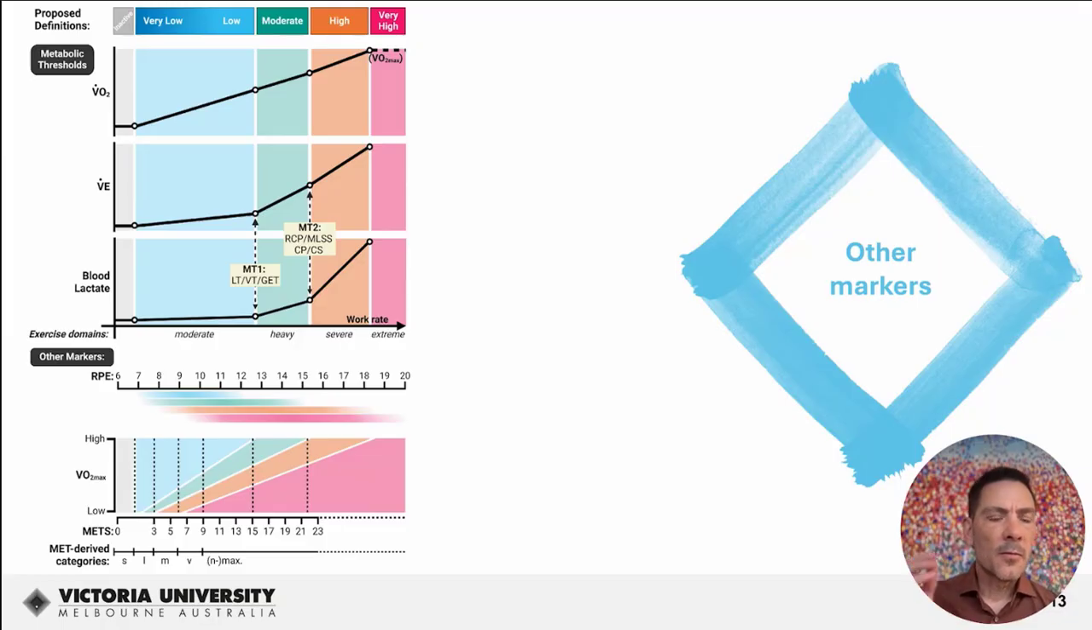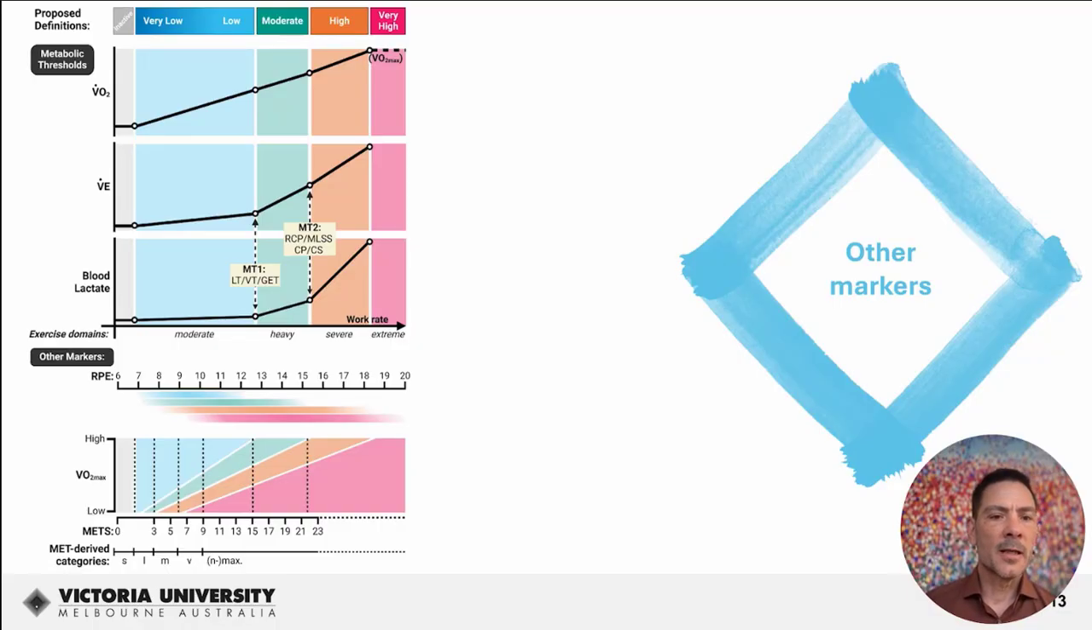One of the issues, and probably a lot of people watching this presentation are thinking the same thing, is that not everyone has access to a physiology laboratory where they can measure metabolic thresholds and VO2 max, and also given the population it's probably just not feasible to measure these values in every single person who we want to prescribe physical activity or exercise to. So we spent a lot of time in the paper talking about other markers of these intensities.